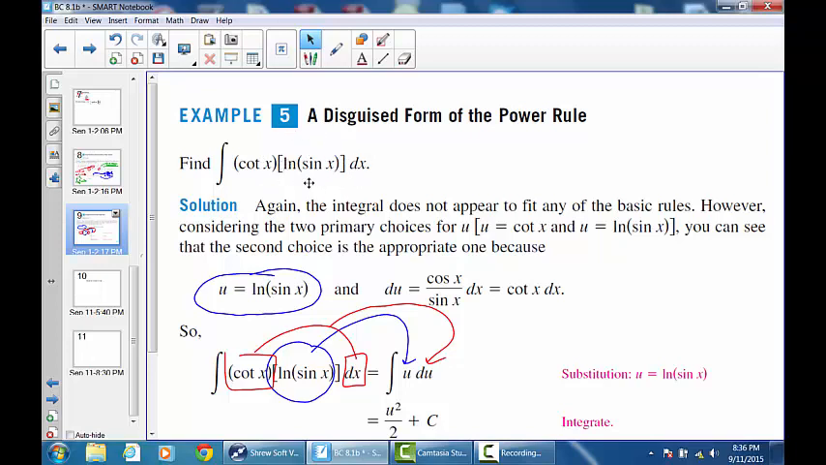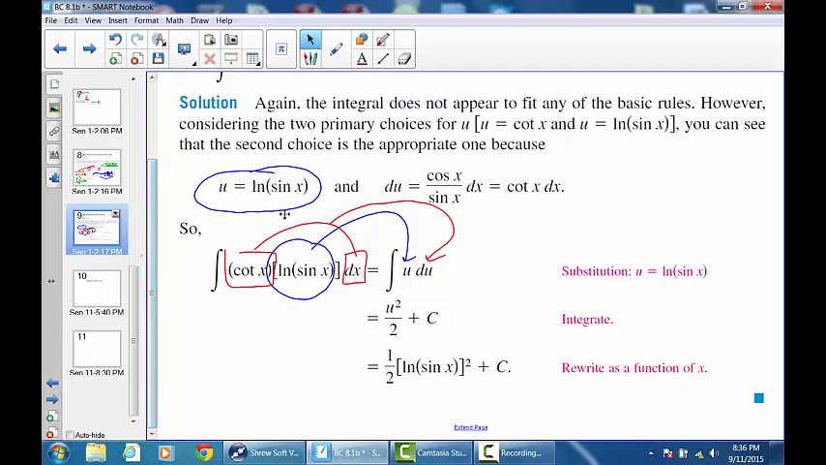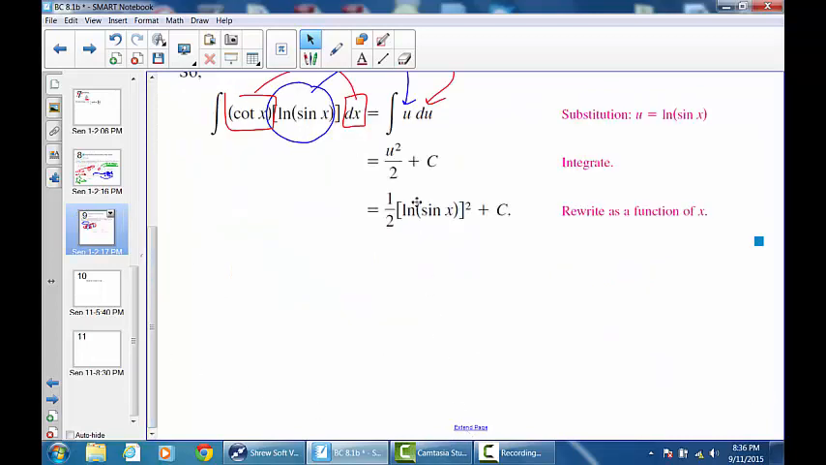Here, it's just a question of trial and error. If you let u equal the entire ln sine x, the derivative of ln is 1 over this function times the derivative of this function, which is cos x dx, and of course that happens to be cotan, which is what we have. So this whole big ugly thing becomes the integral of u du. Integrate, you get u squared over 2 plus c, and then don't forget to replace the u.